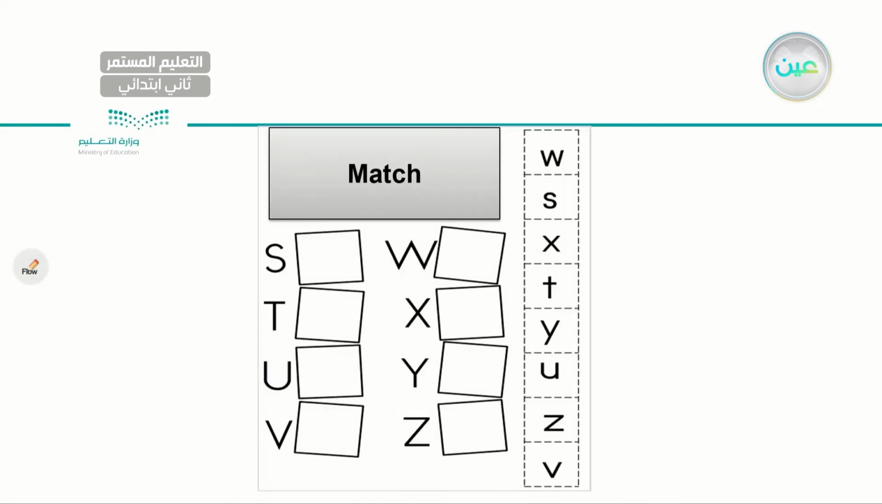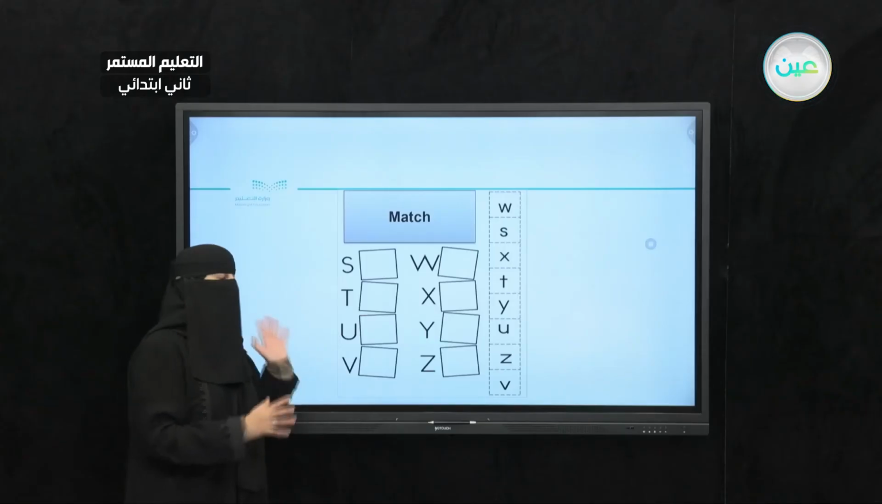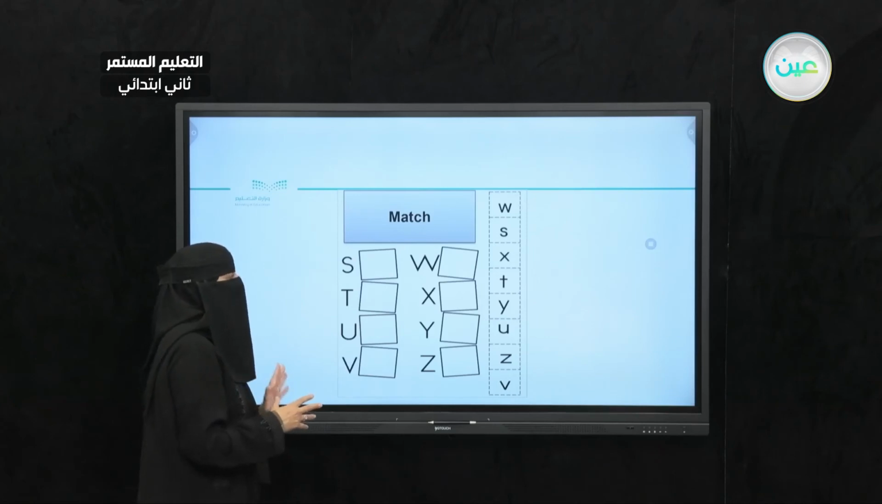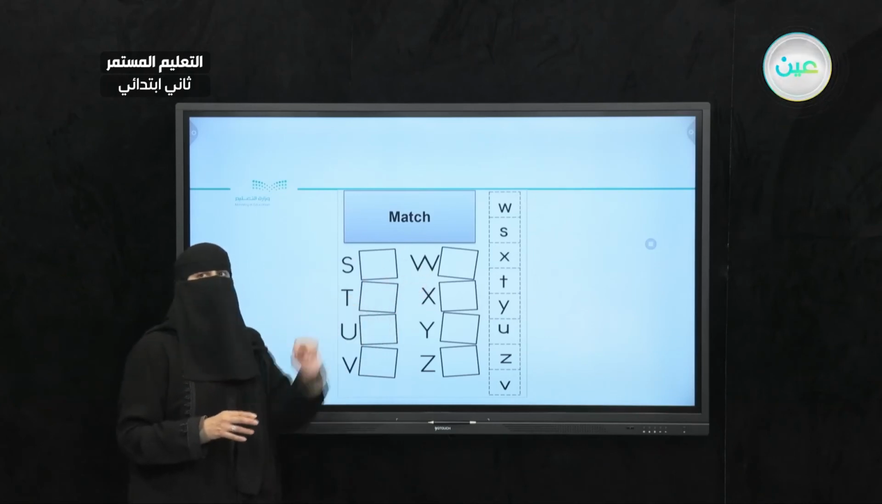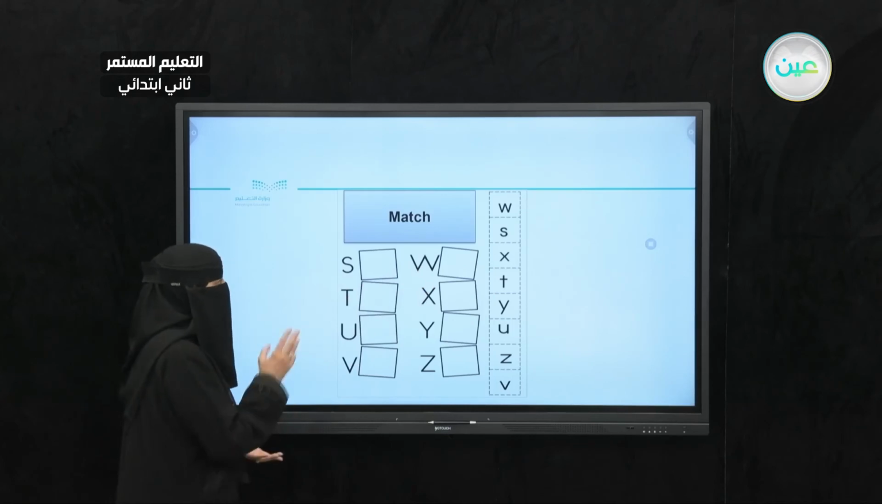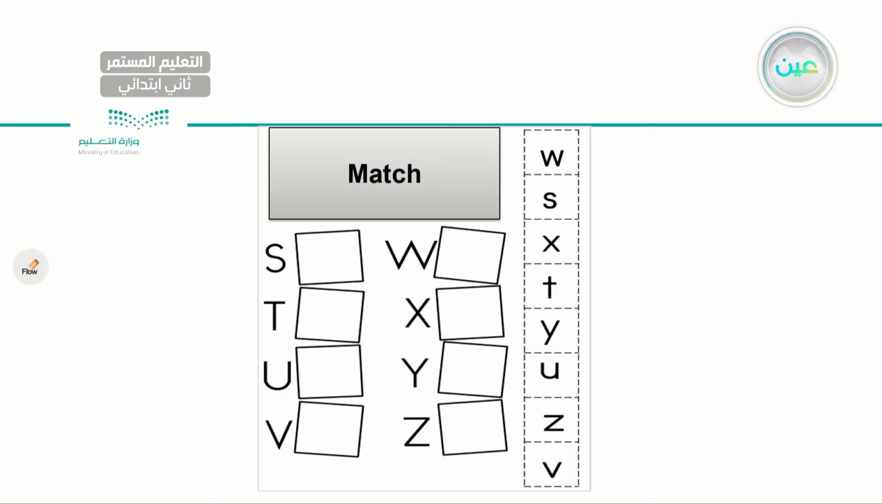Now, let's try to match. As you can see here, I have some of the capital letters, and some of the small letters over there. Let's go ahead and match. So as you can see, I have capital S, capital T, capital U, V, W, X, Y, and Z. So what do you think? Where's the small s, my dear student? Where is the small s? Very good. That's small s. Next, I have T. Small t. Very good. U.